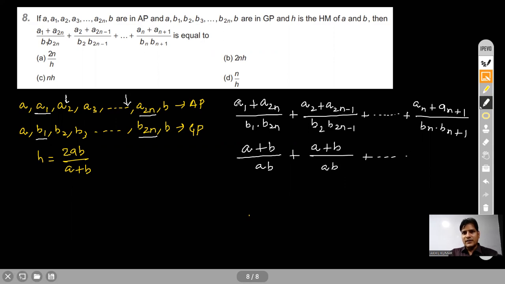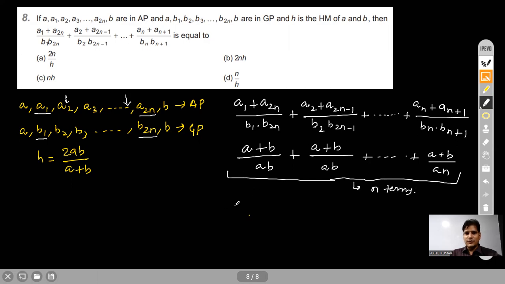Now, how many terms are there? If you observe, this is starting from A1 and it is going up to N. So total N terms are there. So it will become N times A plus B upon AB.